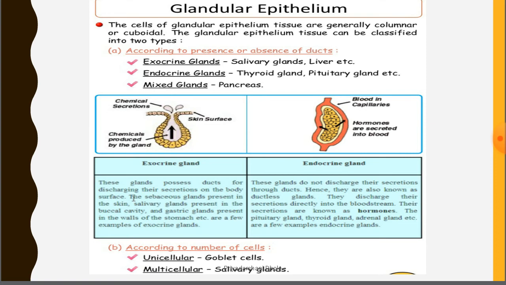The pituitary gland, thyroid gland, and adrenal gland are a few examples of endocrine glands. According to the number of cells, glands are of two types: multicellular and unicellular. A unicellular example is the goblet cell, and a multicellular gland is the salivary gland.